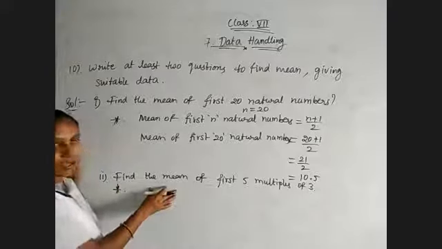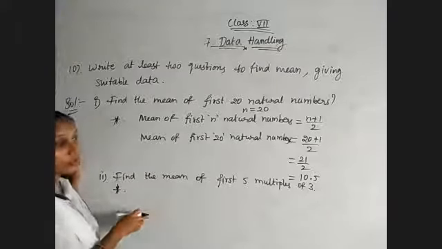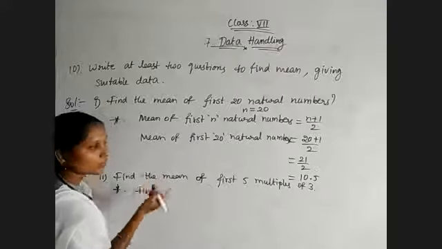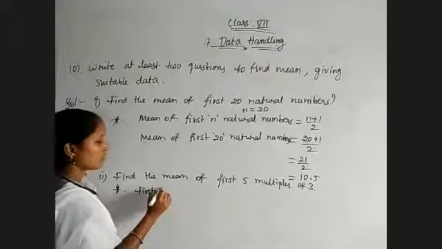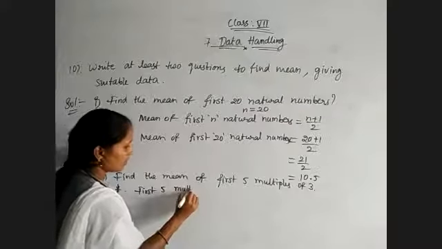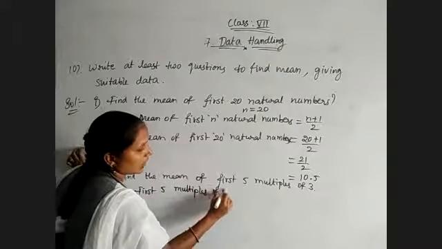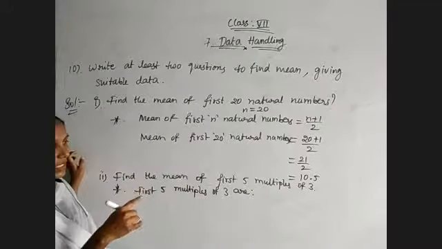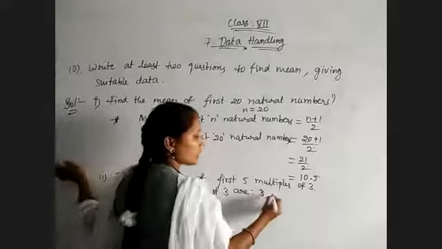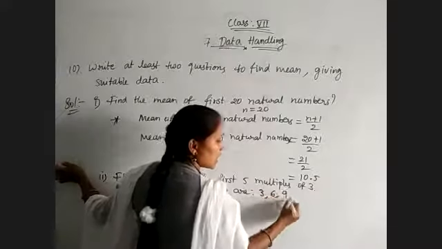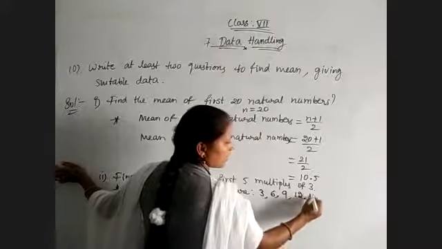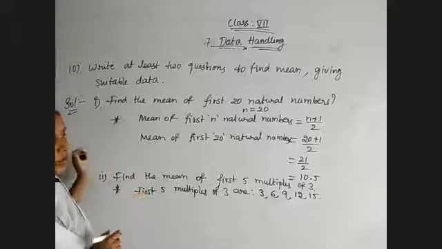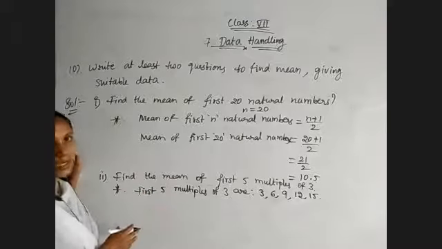According to the given question, what are the observations we need to find? First 5 multiples of 3. First we need to find out those numbers. First 5 multiples of 3 are: 3 ones are 3, 3 twos are 6, 3 threes are 9, 3 fours are 12, 3 fives are 15. These are the first 5 multiples of 3. So we have to find the mean of those 5 numbers.